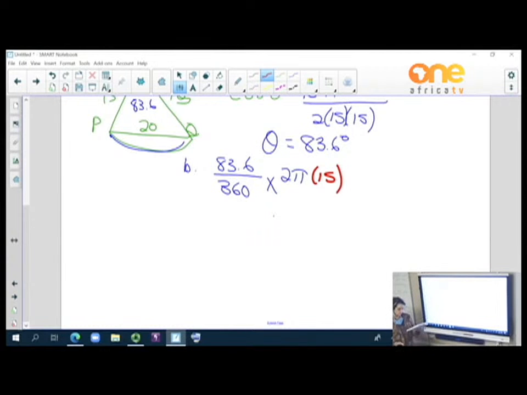And Maxine, what did you get for Anna? 21.9. Good, Anna. 21.9 centimeters. Remember, this is arc length, so this is centimeters.